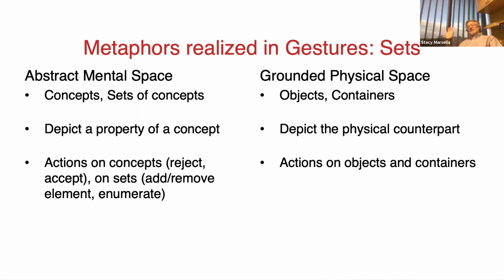And so this abstract mental space of sets, and sets have elements in them, they have cardinality, and you can put things into sets and take things out of sets, all have physical manifestation in terms of things like objects, containers. The properties of a container can be depicted by some physical gestures showing the size, and taking something out of the set can be depicted by a motion of the hand. So really there's the abstract level, and then there's the grounded physical space, which tells you essentially how the gesture is manifested.